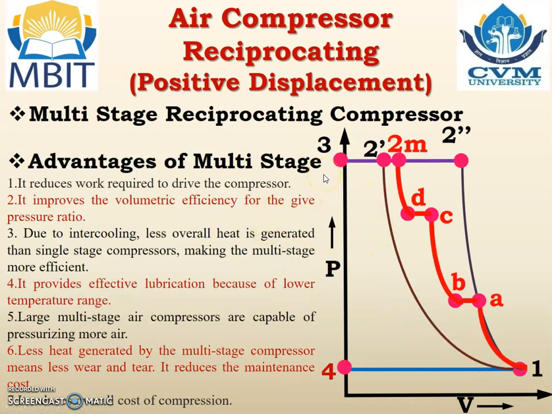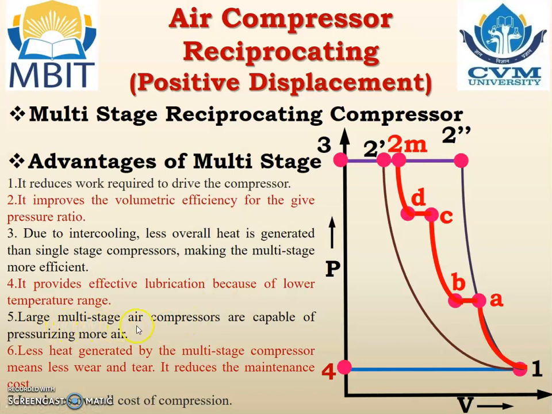Advantages of the multi-stage reciprocating compressor: it reduces the work required to drive the compressor, as we have studied. It improves the volumetric efficiency for the given pressure ratio. Due to intercooling, less overall heat is generated, because the air is cooled at every stage, and due to that less heat is generated than in a single stage compressor, which makes the multi-stage more efficient. And due to less temperature or less heat generation, it provides effective lubrication, or lubrication will be easy.